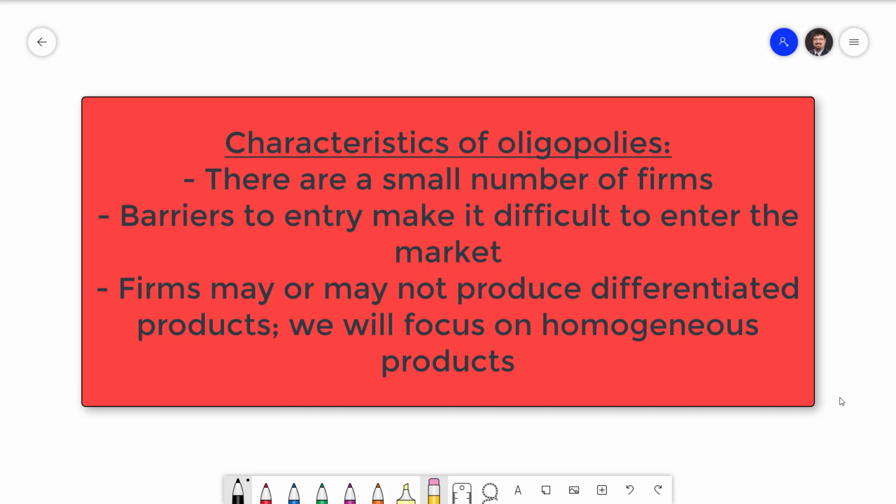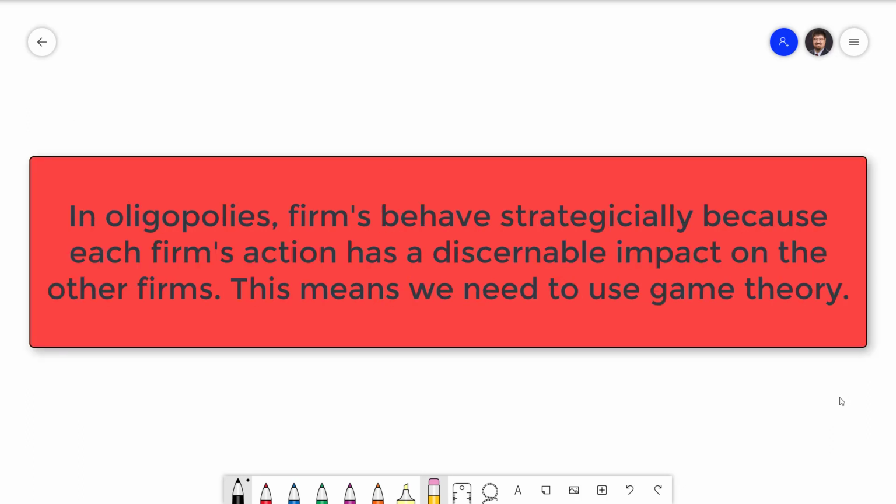When dealing with differentiated products, the math does get a bit complex, so we are going to focus on oligopolies where the firms produce homogeneous products. The key difference between oligopolies and the other market structures we've studied is that firms behave strategically. That means we are going to need game theory to analyze these markets. Firms within an oligopoly understand that their actions have an impact on the other firms and that the other firms' actions have an impact on them.